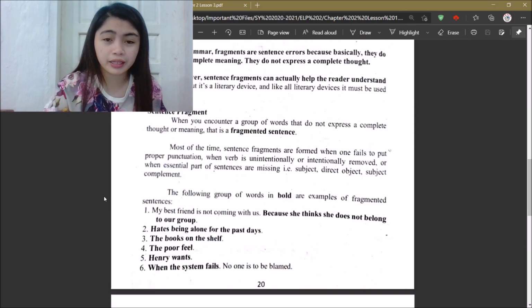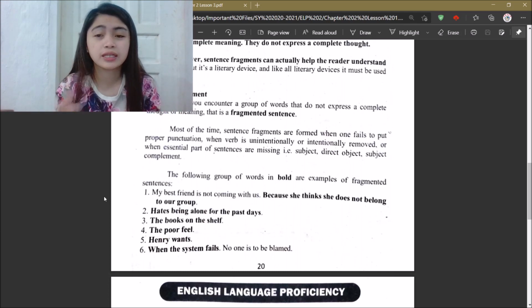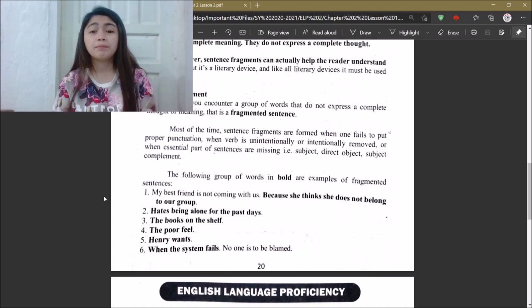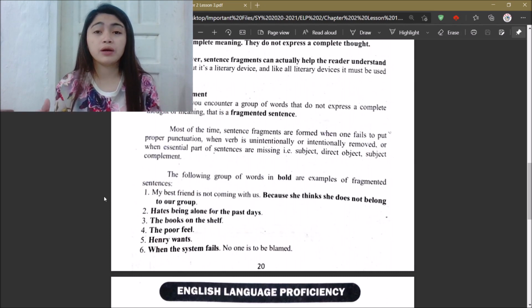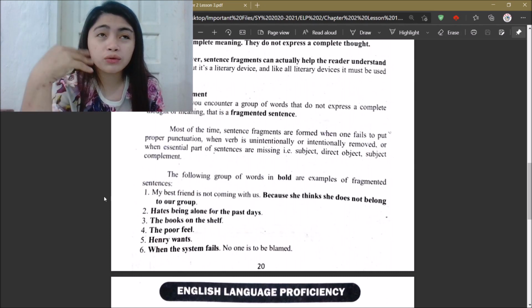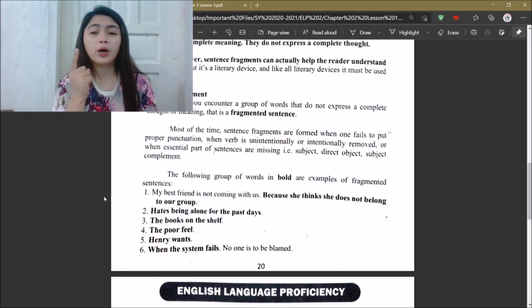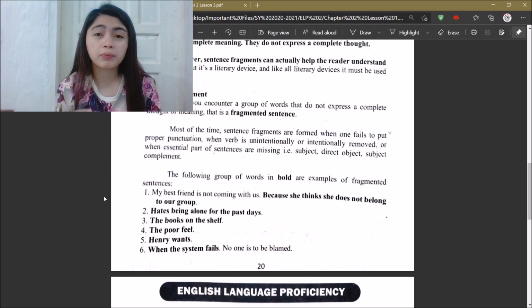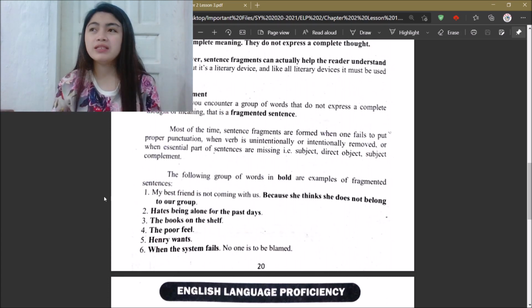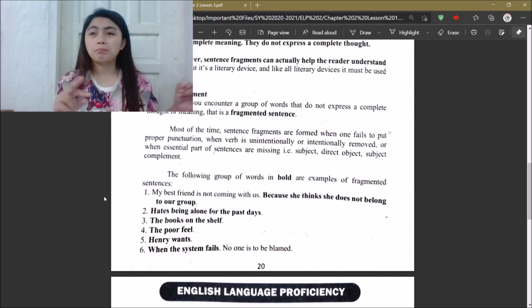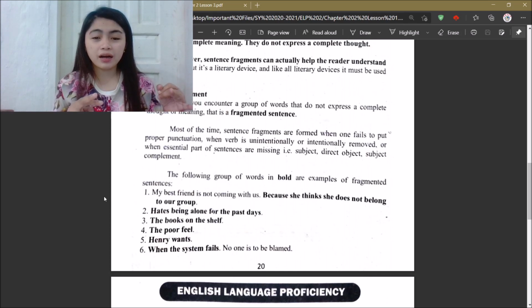So sentence fragment. So when you encounter a group of words that do not express a complete thought or meaning, that is a fragmented sentence. So most of the time, sentence fragments are formed through three reasons. So the first reason is when one fails to put the proper punctuation. So minsan, nagkakaroon ng sentence fragment kung walang comma, walang period, walang question mark, walang semicolon.